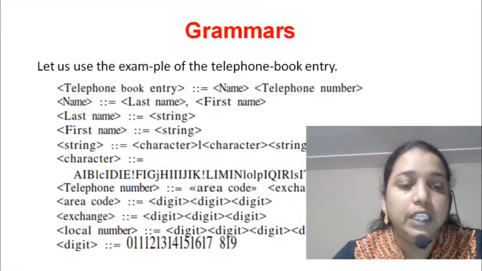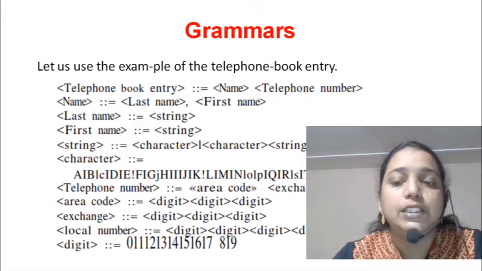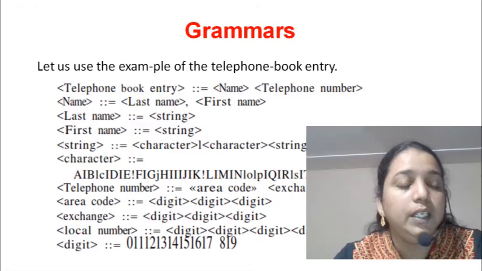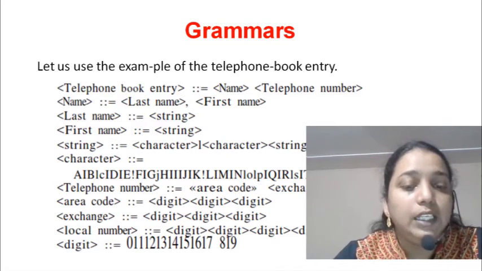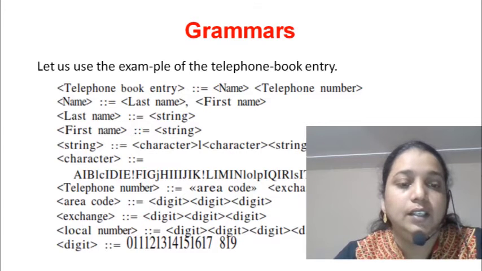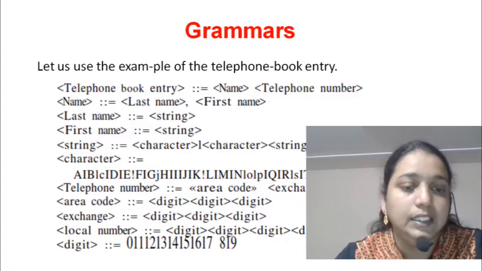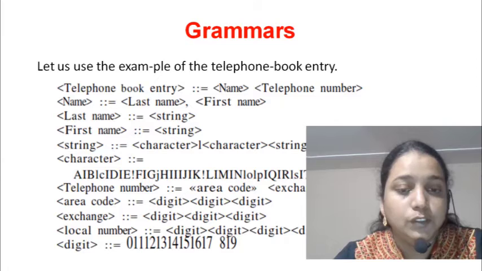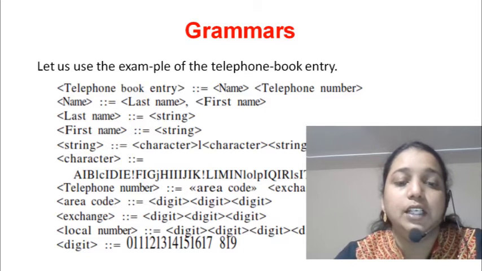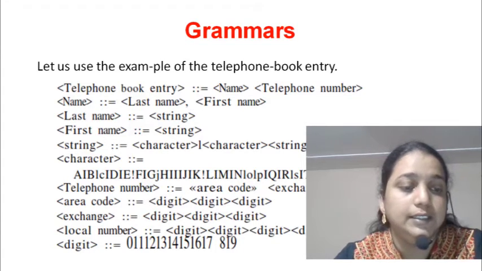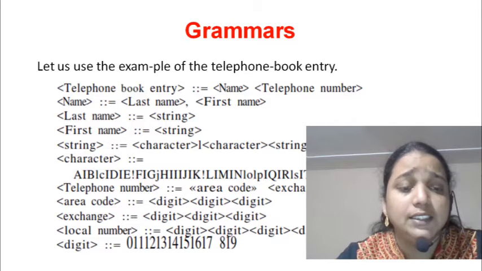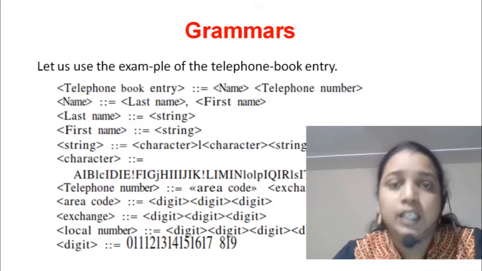Whereas for the telephone number, the telephone number consists of area code, exchange code and local number. The area code is 3 digits, the area for any telephone number. The exchange number consists of 3 digits and the local number consists of 4 digits, a total of 10 digits. And what is a digit? A digit is a combination of numbers from 0 to 9.